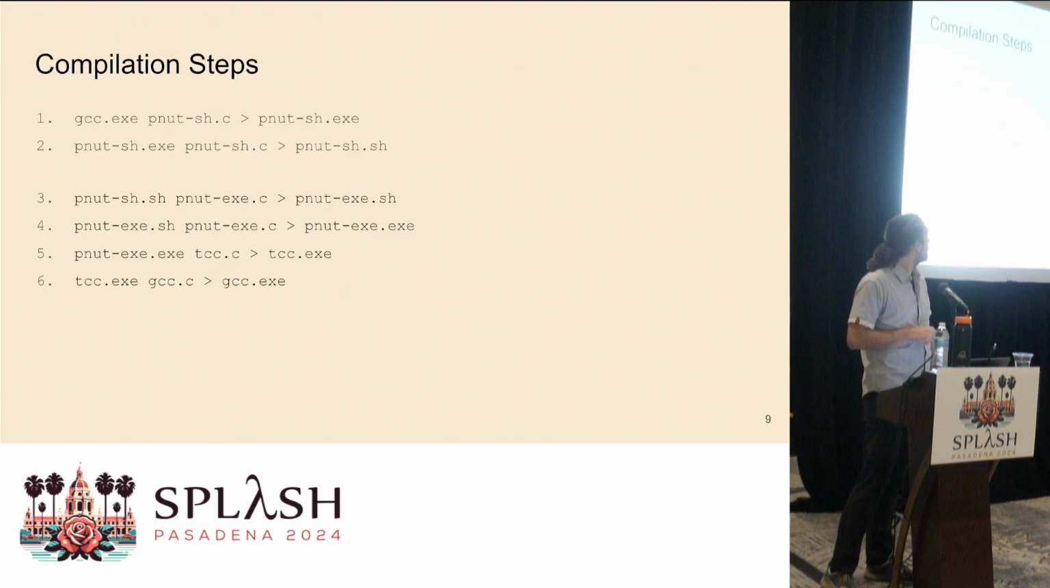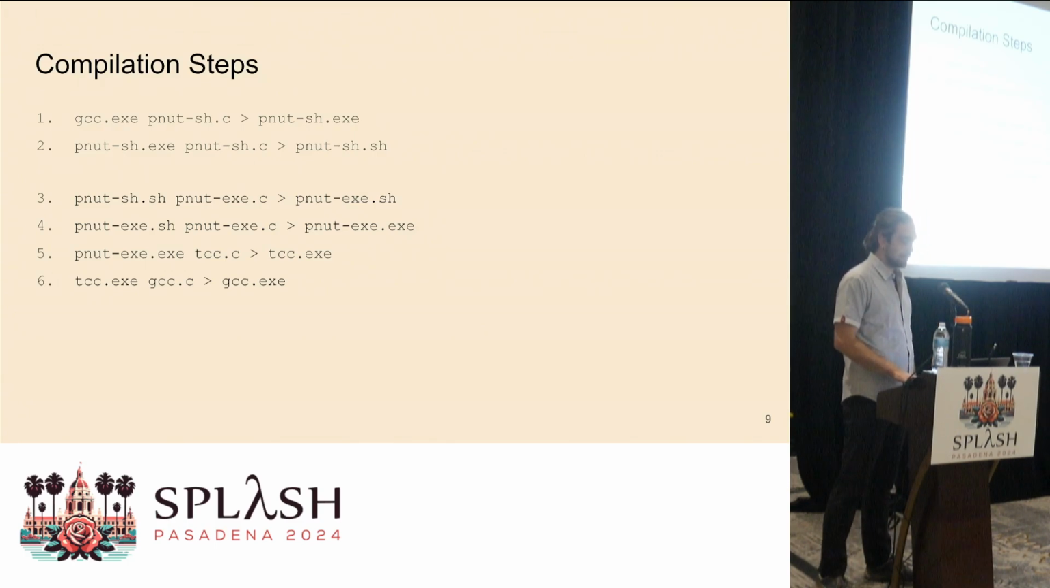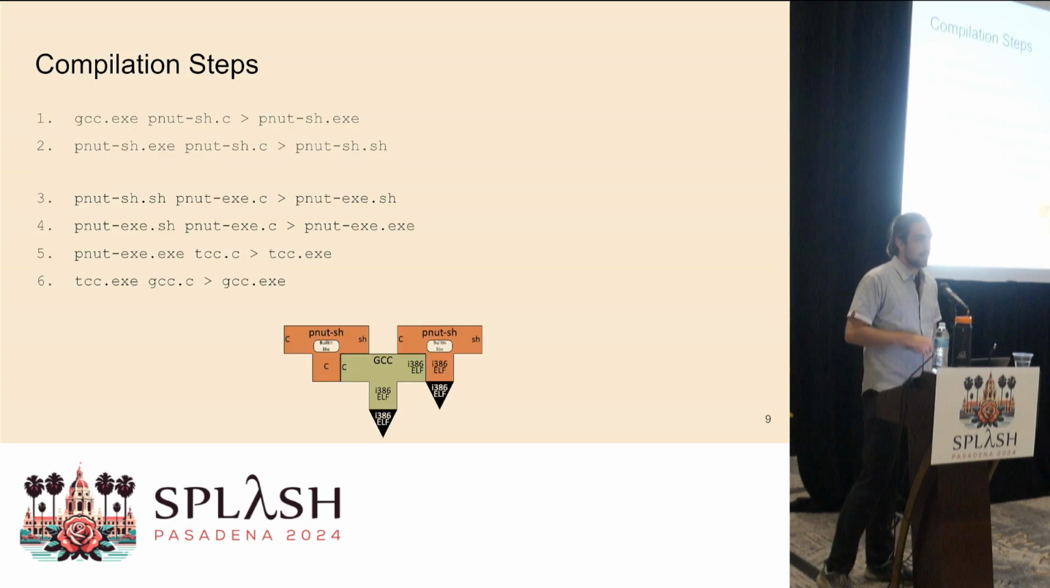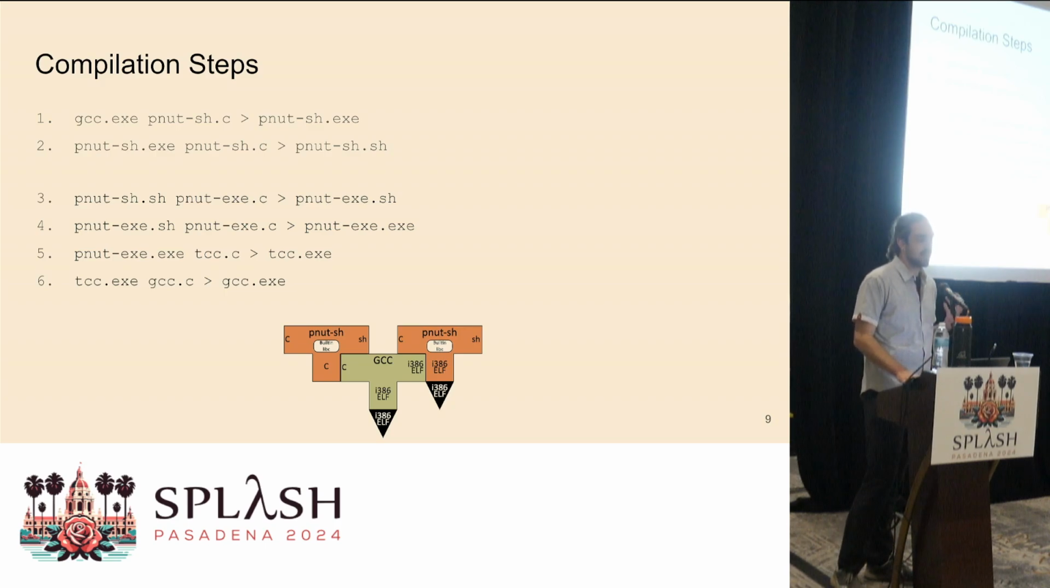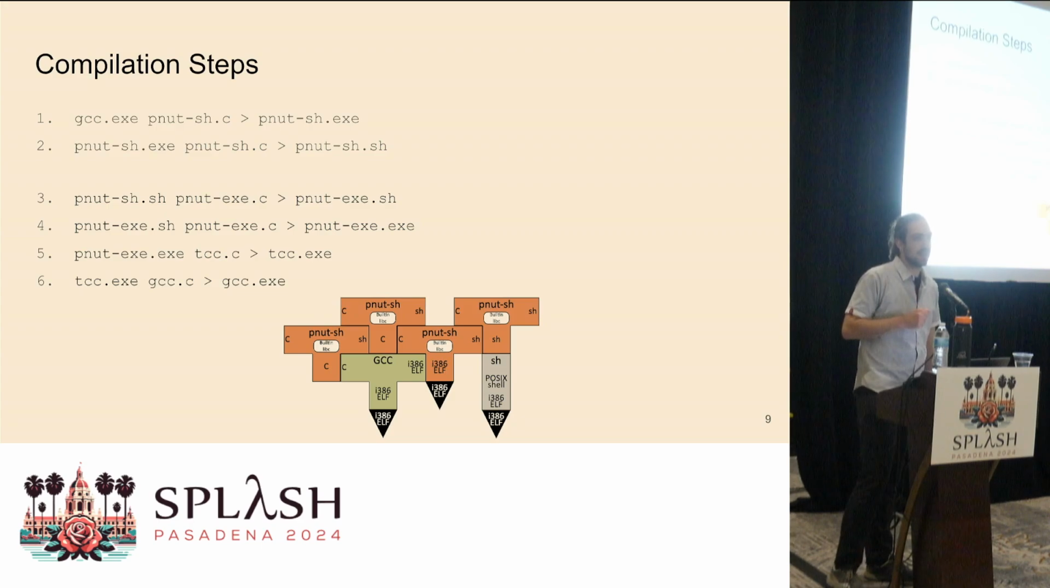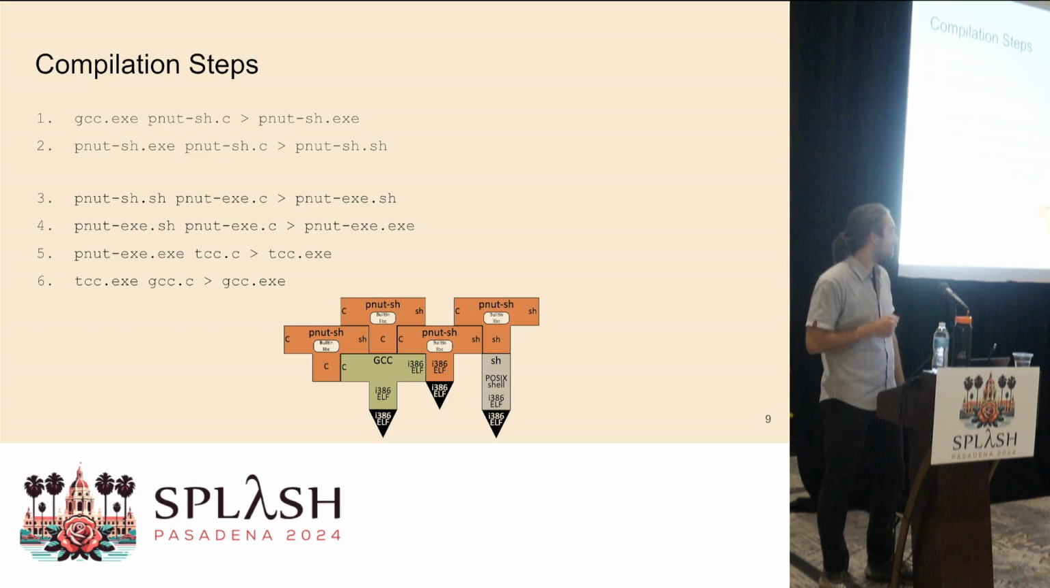So here we can see how we would use such compilers to get to GCC. They're both developed in C. First, we need to compile pnut shell using an existing C compiler. Here we use GCC, and so we get an executable version of pnut shell. And then we can recompile pnut shell and get a shell script version of it.